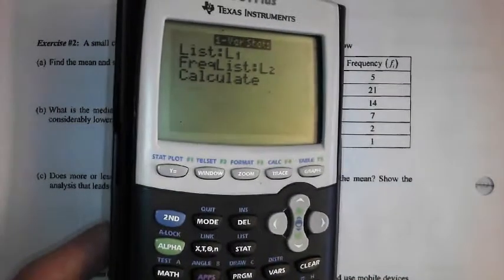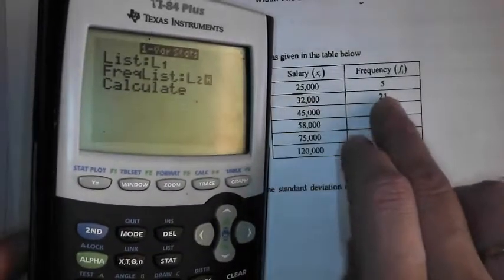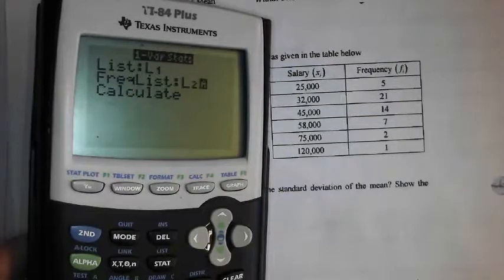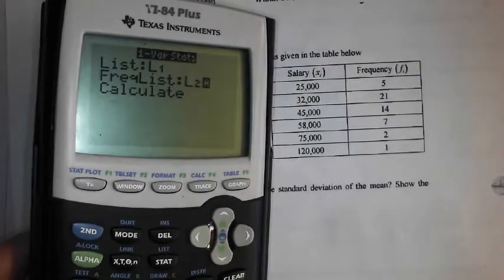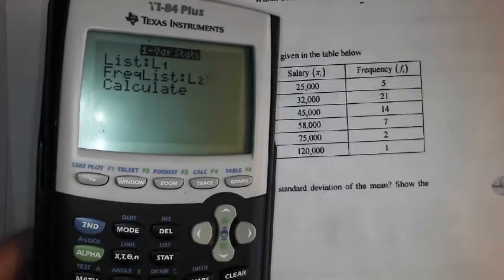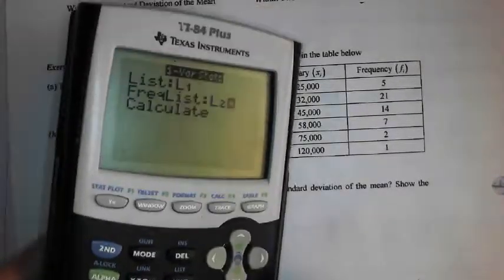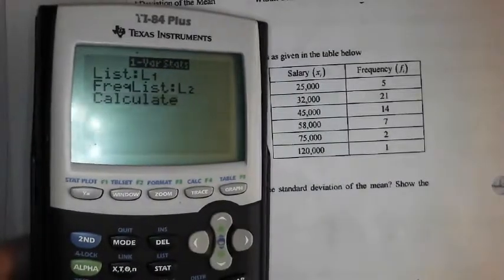And it tells your calculator, okay, you're counting a $25,000 salary 5 times. That just prevents us from having to write 25,000, 25,000, 25,000, 25,000, 25,000, 32,000, right? 21 times. So that just quickens it up for us. And then calculate.